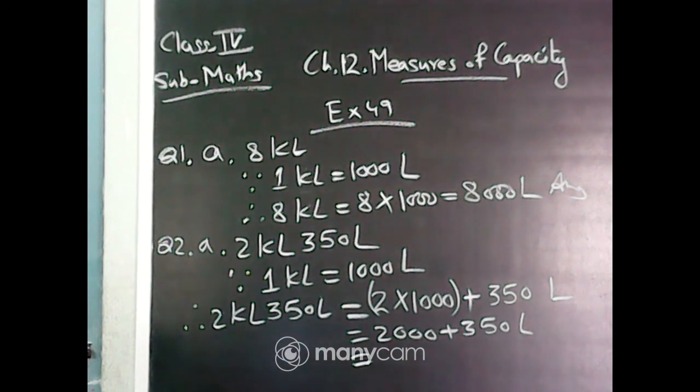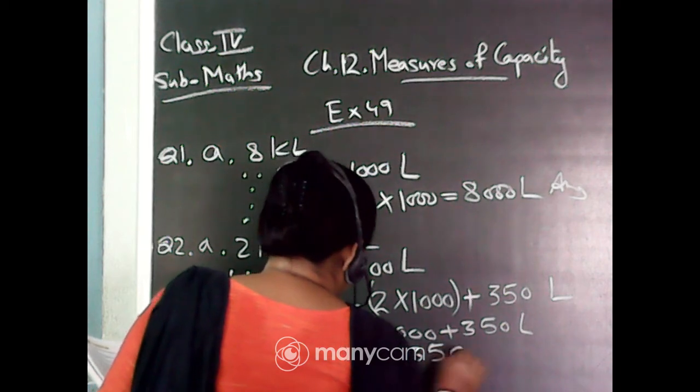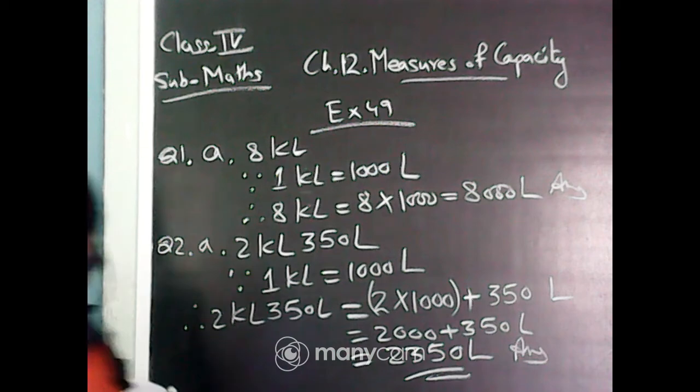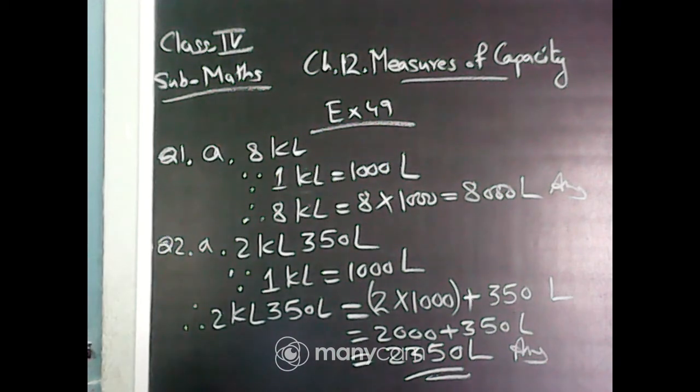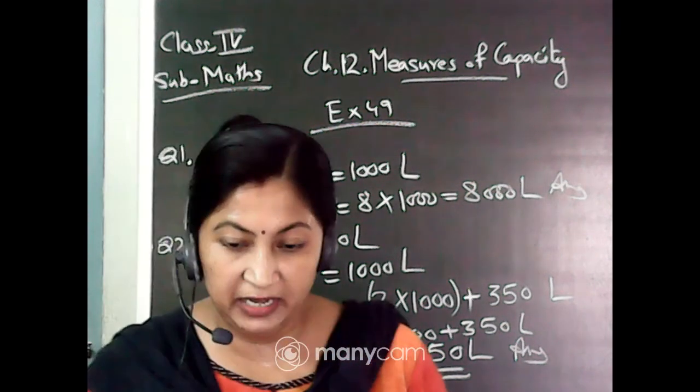Exactly. 2350 milliliter. Why milliliter? Joita, why is it milliliter? You have to change in liters, not milliliter. So this will be 2350 liters. Liters, not milliliters. Okay. 2350 liters, not milliliter.